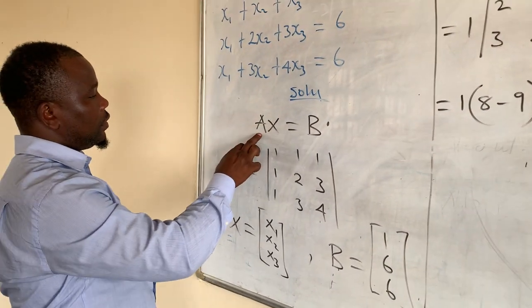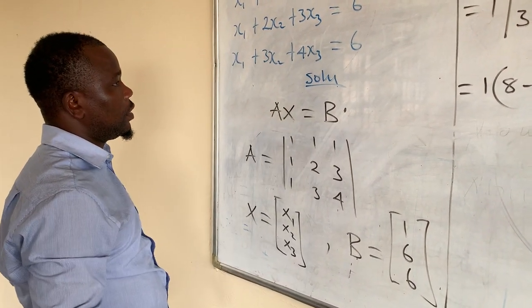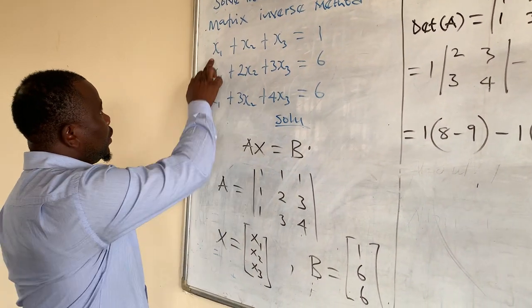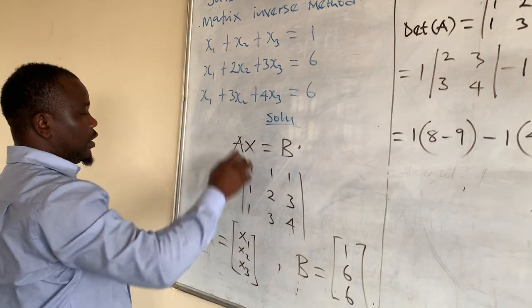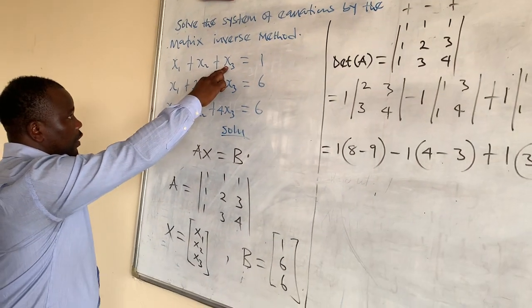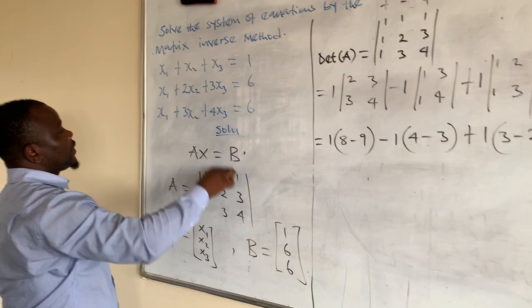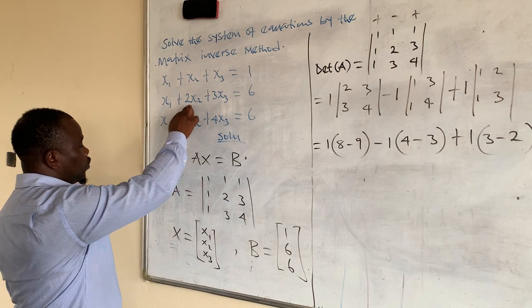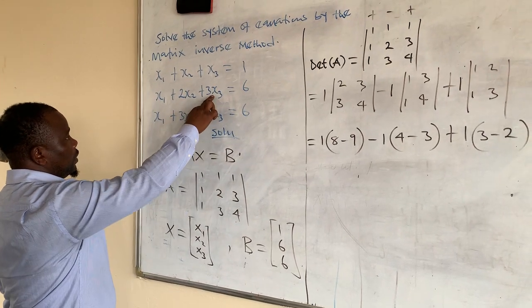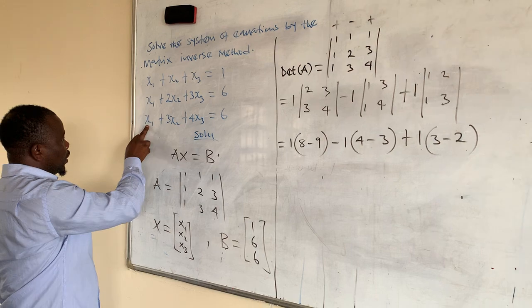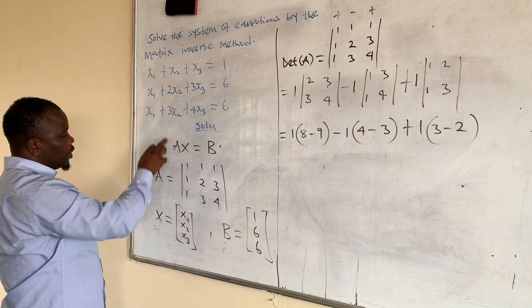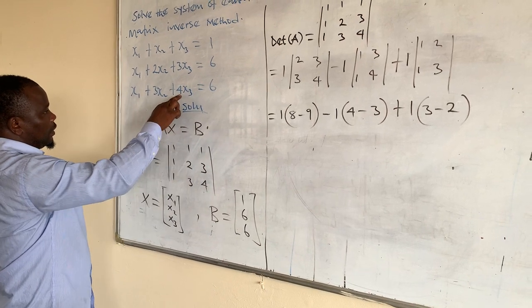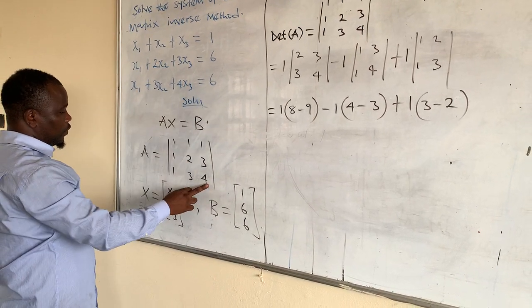Our matrix equation AX = B, then A is the matrix here: 1, 1, 1; 2, 1, 2; 3, 3, 4 (the entries are read out row by row).